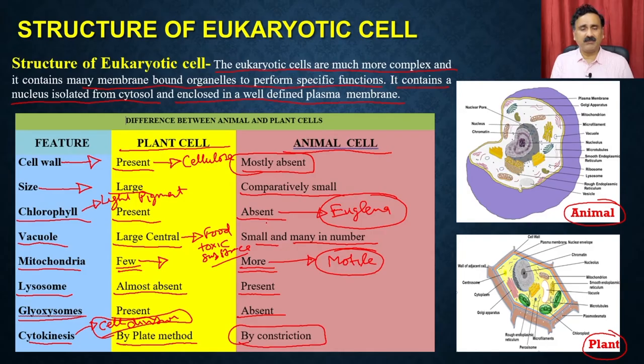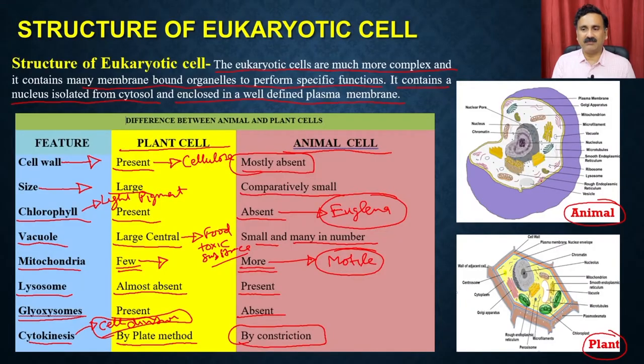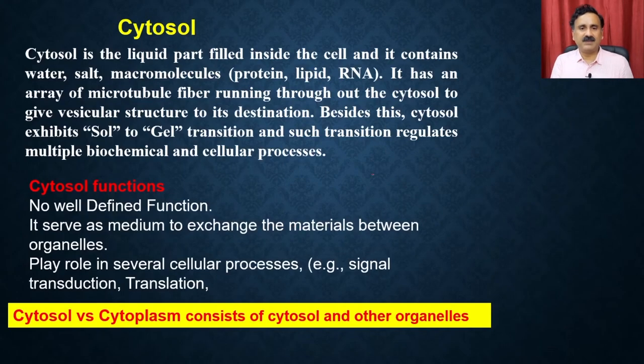So these are some of the notable differences between the animal cell as well as the plant cell. But overall, the basic properties of these two cells are very much the same. They both have the plasma membrane, and they both have many of the same organelles. So let's start discussing the different types of organelles present in the eukaryotic cell, and then we are going to take up some of the organelles that are exclusively present in plant cells, and so on. So let's start our discussion with the first organelle, and that organelle is called the cytosol.